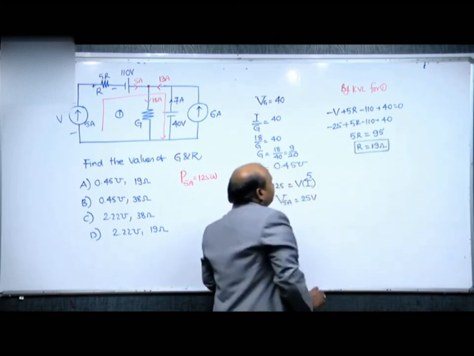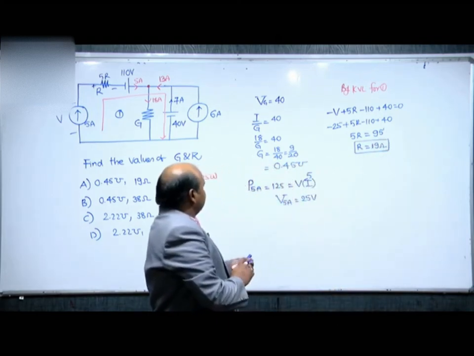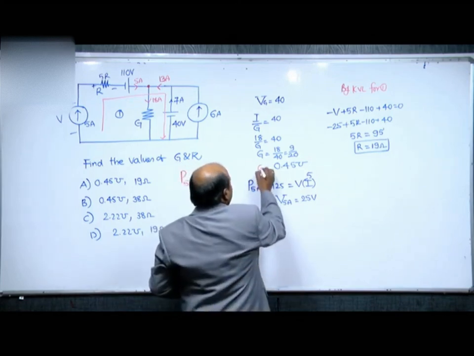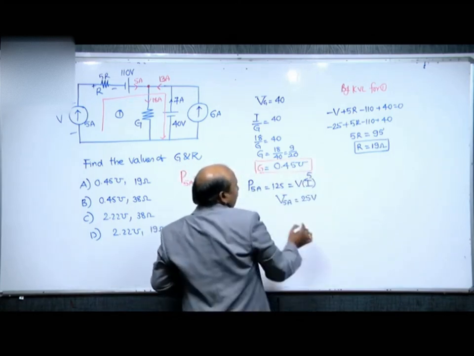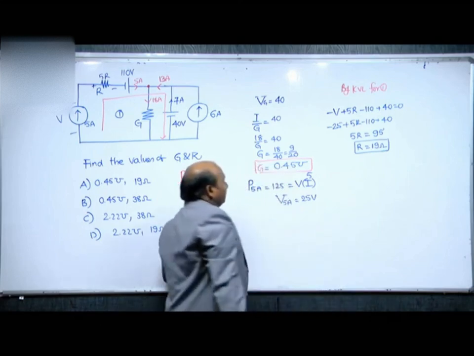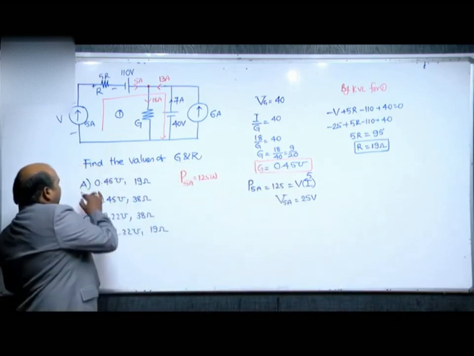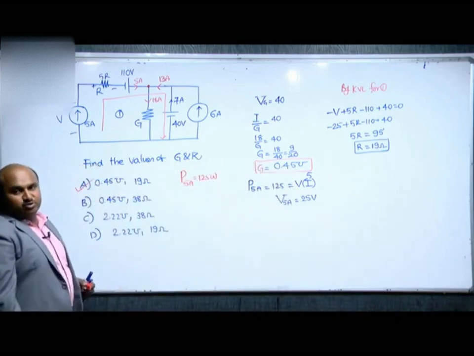95 by 5. From this I can say the value of G, the conductance, is equal to 0.45 mhos and the R value is 19 ohms. According to the given options, I can take option A as the correct one.